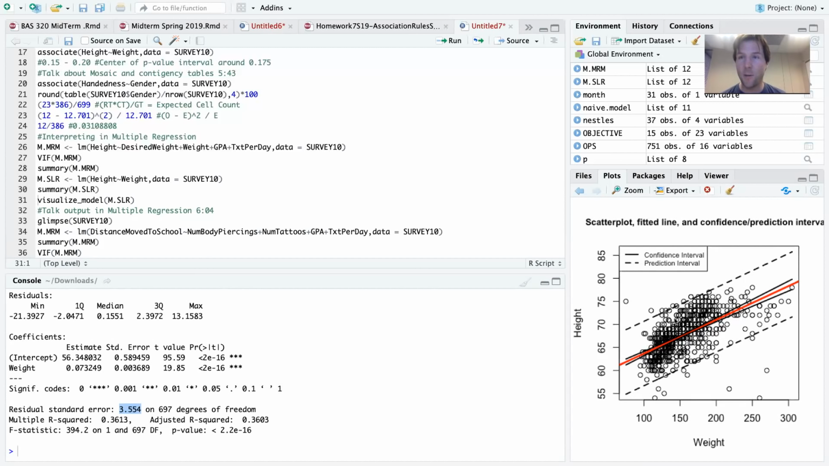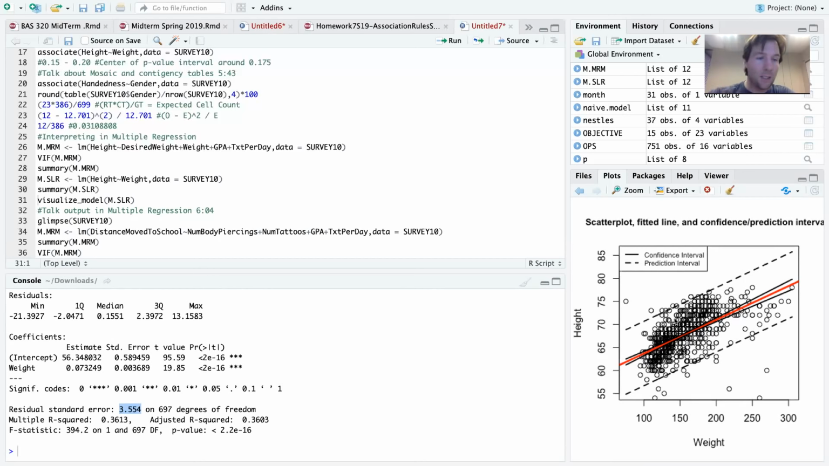So interpret this right here. The typical miss I make when predicting somebody's height is about 3.554 inches on average. Doesn't matter, say on average.